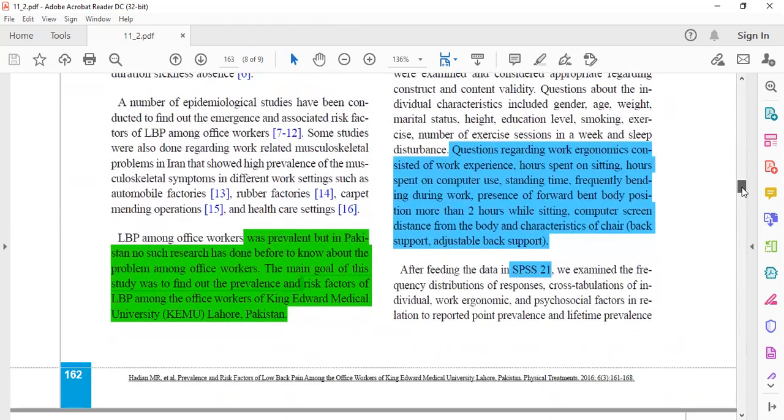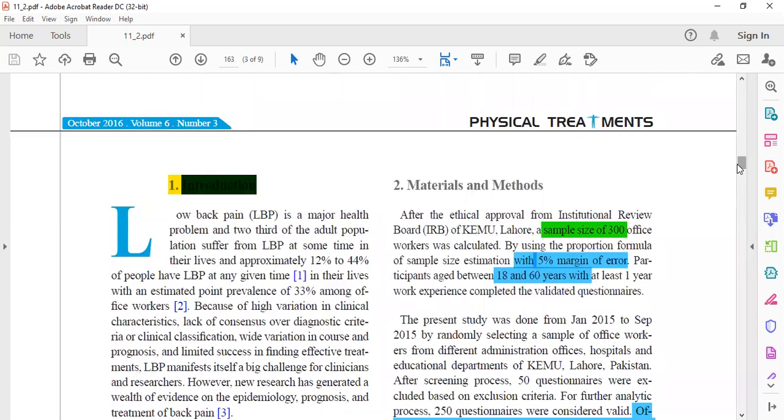So here is some background and introduction. In the introduction we will discuss the background of the study too, that is, what was conducted in this area in the previous era.